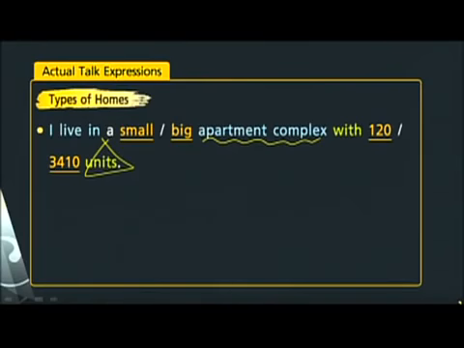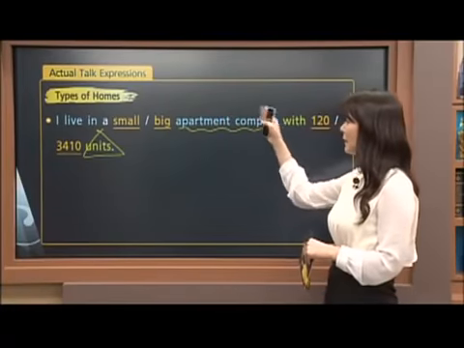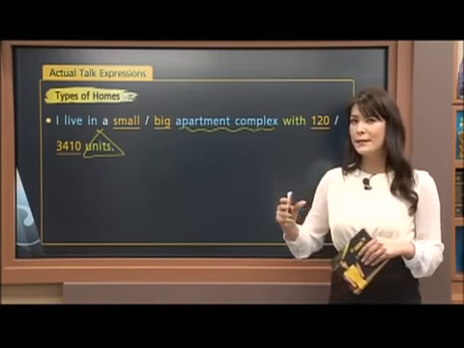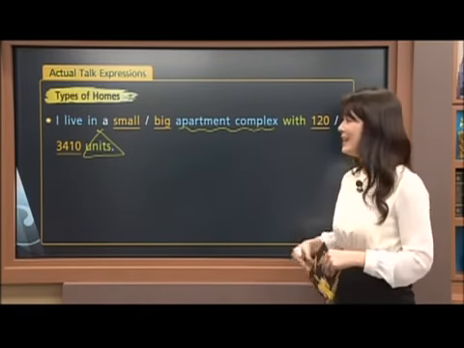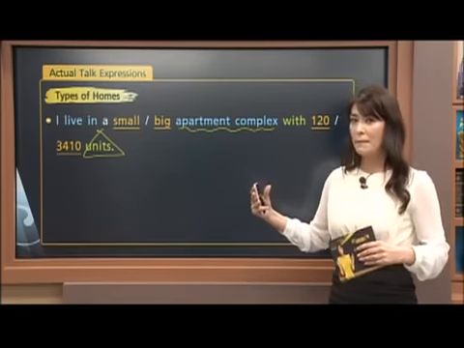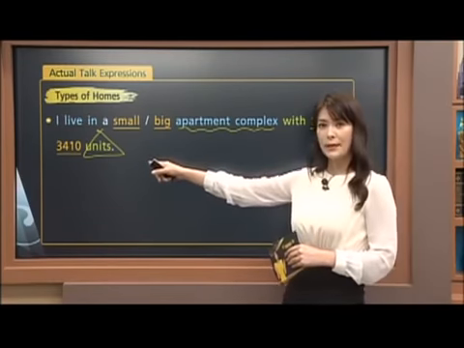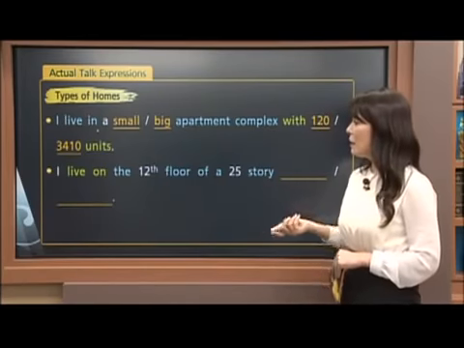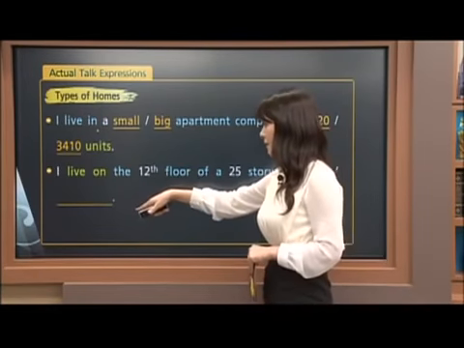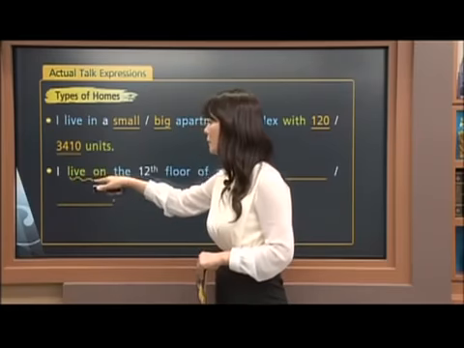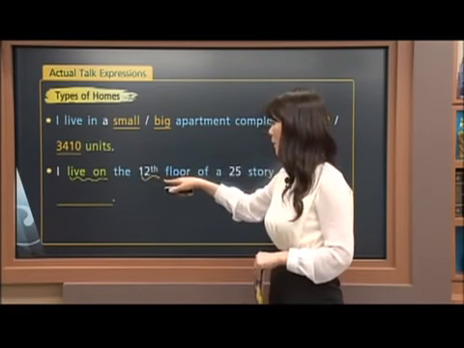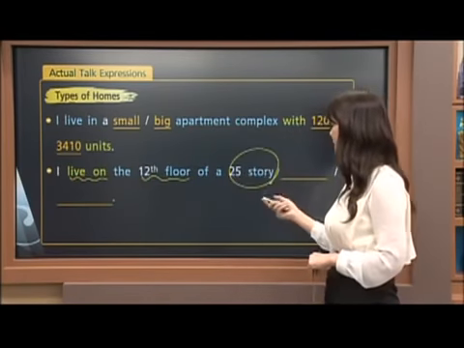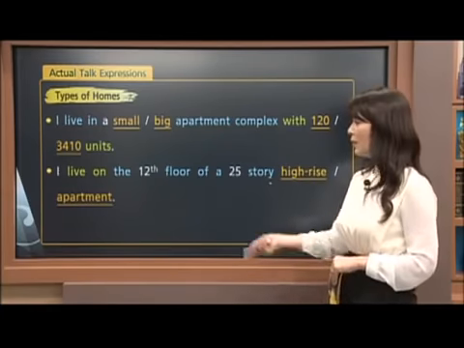Okay? We're talking about a group of things or people, and we're talking about families in this case, okay? So I live in a small apartment complex with about 120 families, 가구 in Korean, and if it's a large or big apartment complex, you can even have up to 3,410 units. So talk about whether it's big or small. I live on the 12th floor, okay? You're talking about the floor I live on, the 12th floor of a 25-story high-rise or apartment.